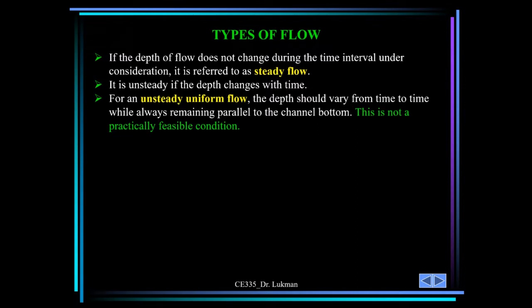Now, if the depth of flow does not change during the time interval under consideration, we call it steady flow. Meaning if you fix a position at a given section, the depth of flow is the same. It doesn't fluctuate at all. Then we call it steady flow. And it is unsteady if the depth changes with time. For an unsteady uniform flow, the depth should vary from time to time while always remaining parallel to the channel bottom.